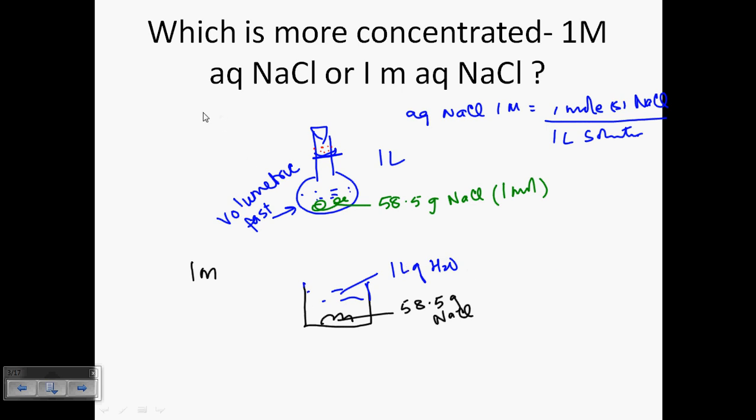Now, if you look at the methodology of preparing 1 molar versus 1 molal solution, can you answer this question? Take a moment to ponder. You may pause the podcast. The answer is 1 molar solution is more concentrated because it has less water than 1 liter. And remember, density of water is 1 gram per mL, so its mass and volume are equal.